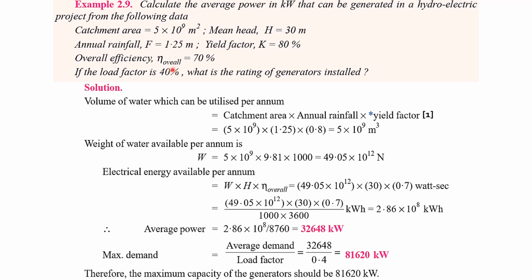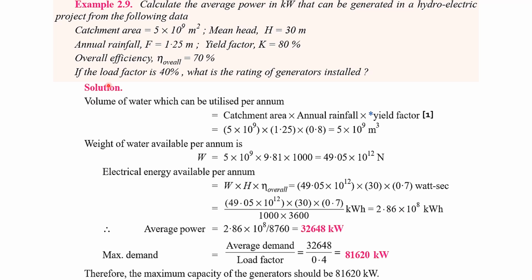The overall efficiency of the plant is given as 70%, and the load factor is given as 40%. Remember that load factor is equal to average load divided by maximum demand. It is asking you what is the rating of the generators installed. So you have to determine what rating generators must be installed inside this power plant, and that is where this load factor will come in handy. It will give you the maximum demand based on the average load, and this maximum demand needs to be satisfied whenever it comes on the plant. So your plant rating should be able to meet this maximum demand.